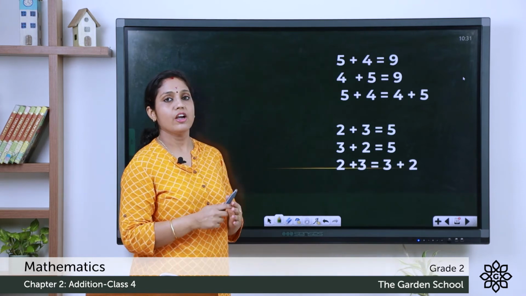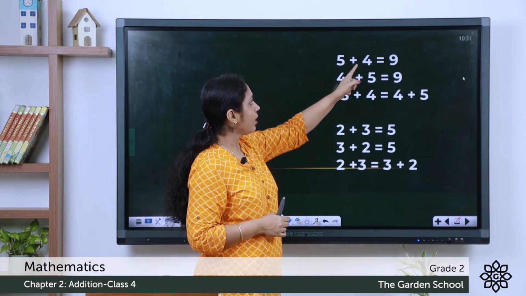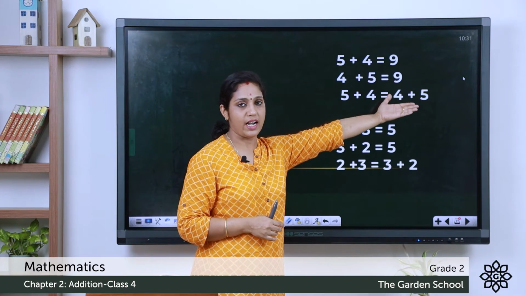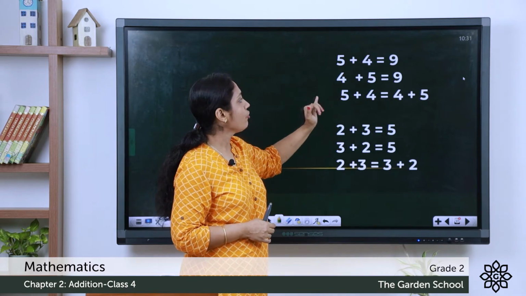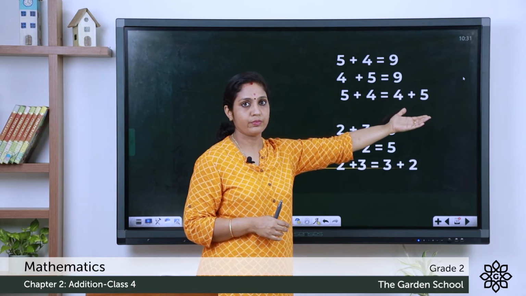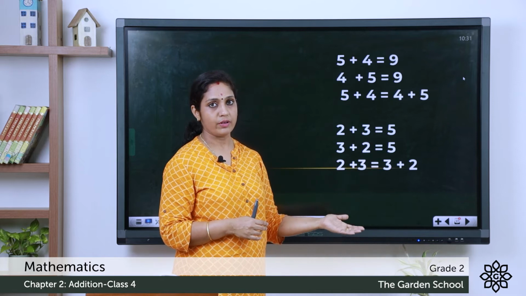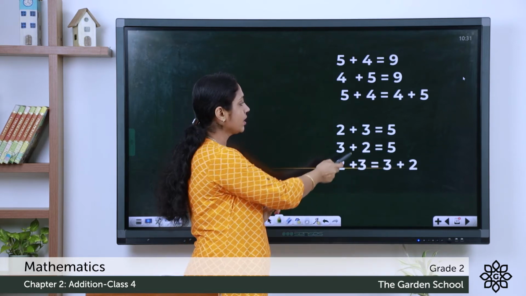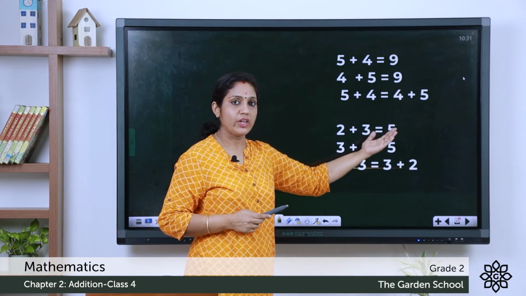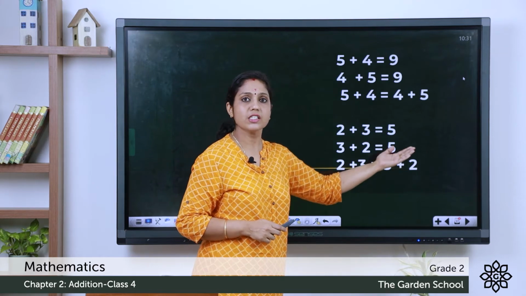Here you can see 5 plus 4, we get the answer 9. We are changing the order, 4 plus 5. Again, we get the same answer, 9. So we can write 5 plus 4 is equal to 4 plus 5. Another example, 2 plus 3 is 5. Let's change the order of the addends. 3 plus 2, that is also 5. So we can say 2 plus 3 is equal to 3 plus 2.